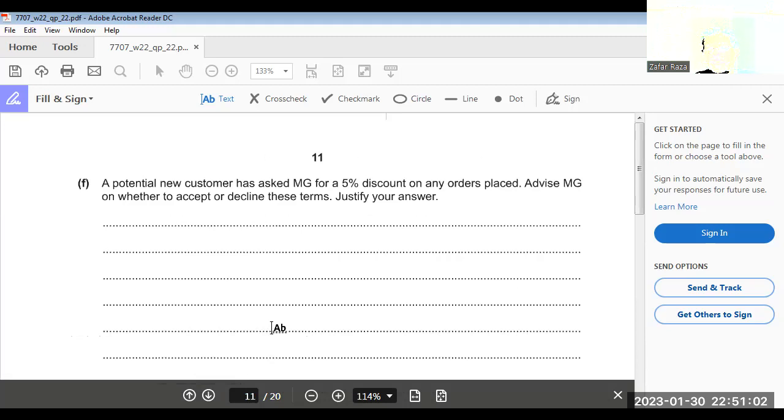A potential new customer asks MG for a 5% discount on any order. Advise MG on whether to accept or decline these terms. Justify your answer. Now, if a new potential customer asks for a discount and you give it, yes, your sales have increased, or you have captured a customer. But the other customers would also ask for a discount. Dealing with the old customers will be shaken.